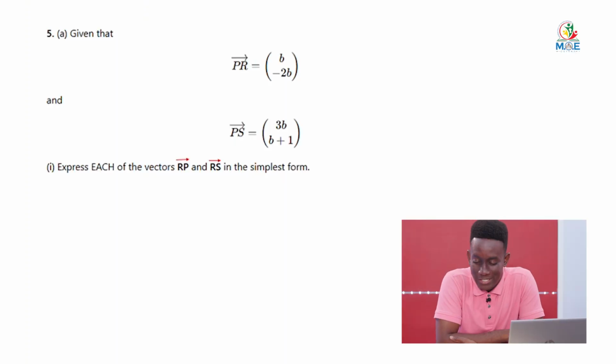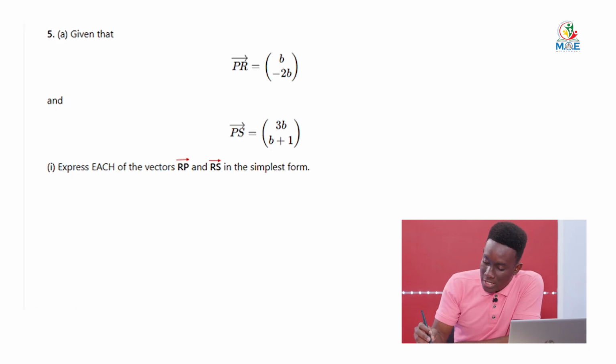In this video, we will be tackling some vectors questions. So let's head straight into the first question. The question says, given that PR is equal to (b, -2b) and PS is equal to (3b, b+1), express each of the vectors RP and RS in its simplest form.